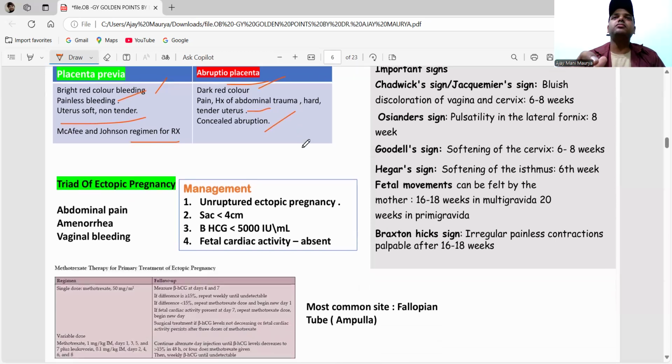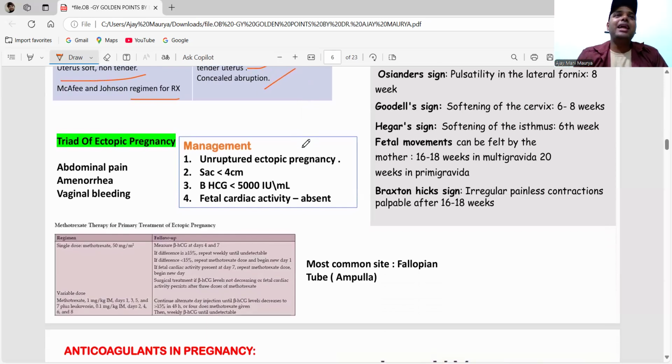Remember the triad of ectopic pregnancy: abdominal pain, amenorrhea, and vaginal bleeding. That is the triad of ectopic pregnancy, guys. The most common site is the fallopian tube, most specifically the ampulla.